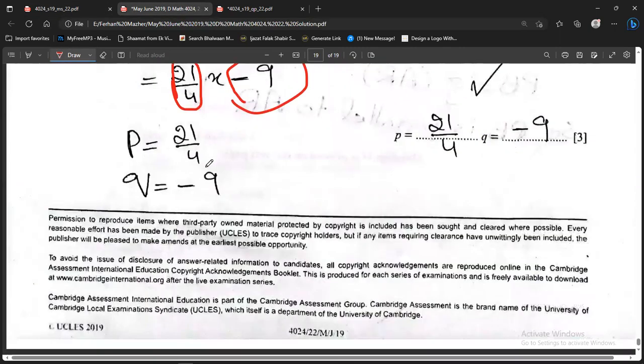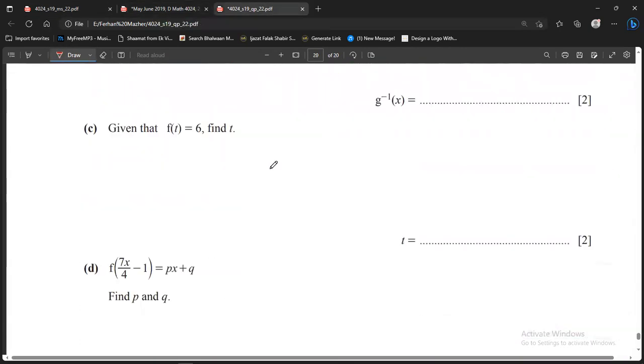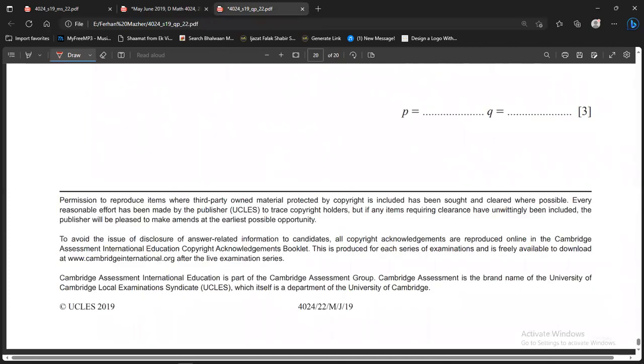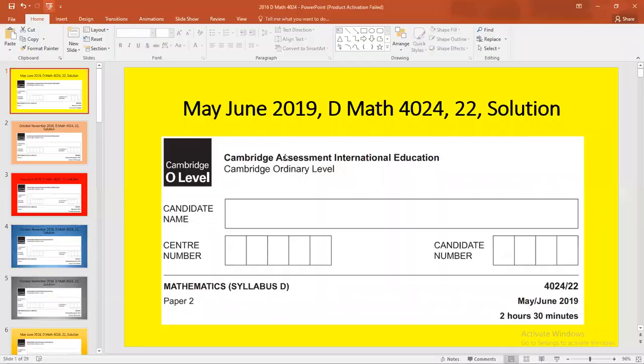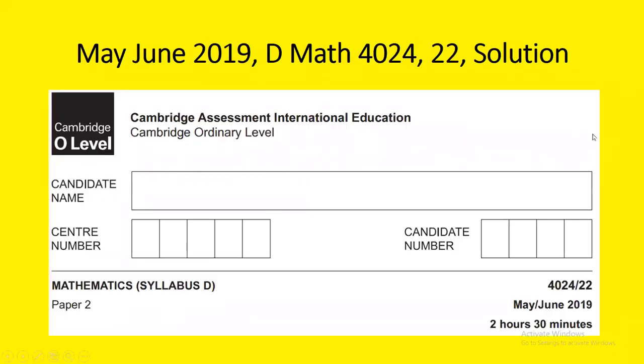So this paper is finished. Okay. So my dear students, we are done with this paper today. In this video, we have done the solution of the May-June 2019 paper 2. There were 11 questions and we have done all of them. I have done my best to explain the concepts, how the solution is done. I have also tried my best to write the solutions in such a way that you can understand them.